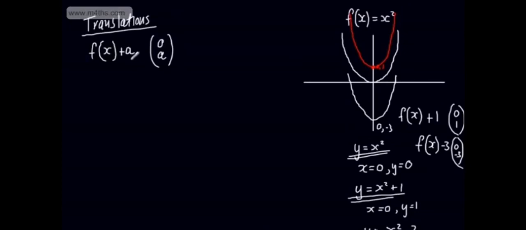Where we can see now the a, this is on the outside of what we call the argument. This is the argument, x is the argument. If it's on the outside, it's going to affect the y coordinates. If it's on the inside, it's going to affect the x coordinates.